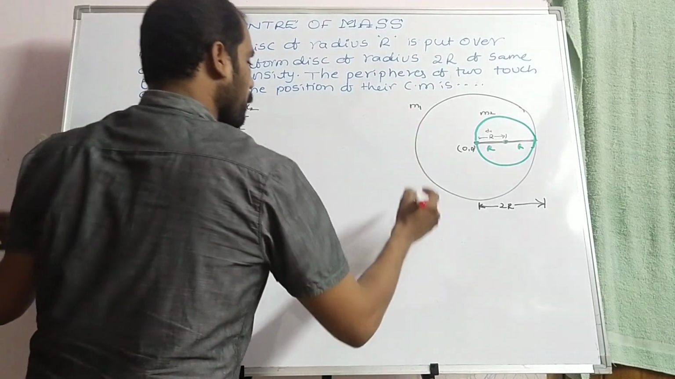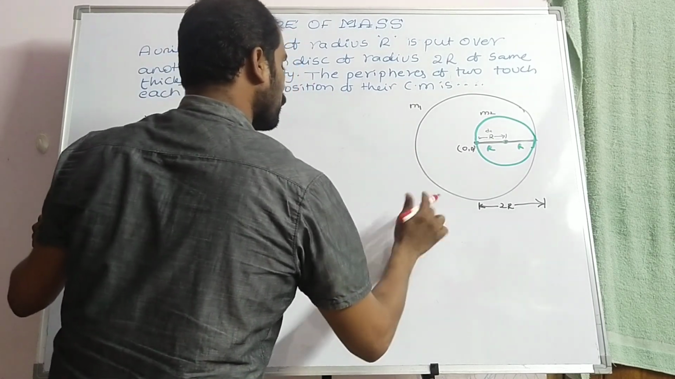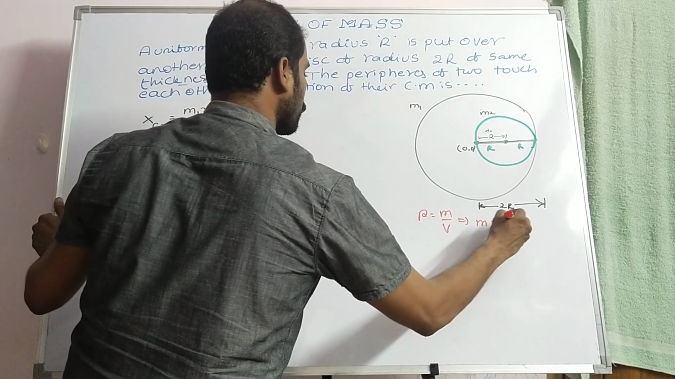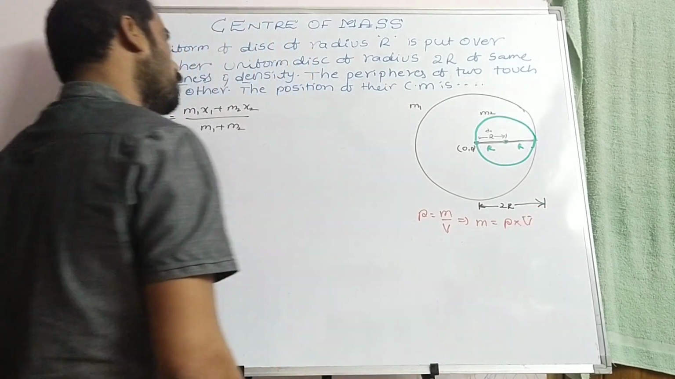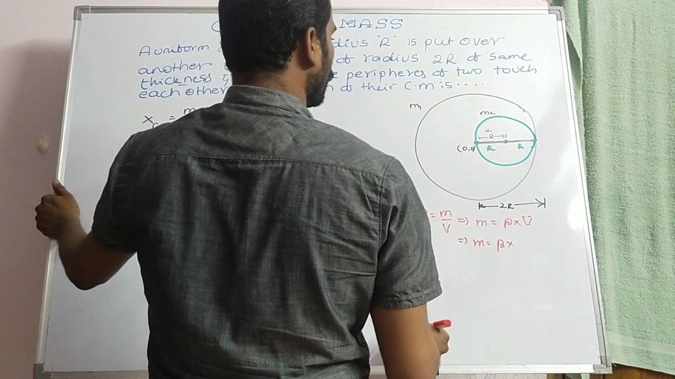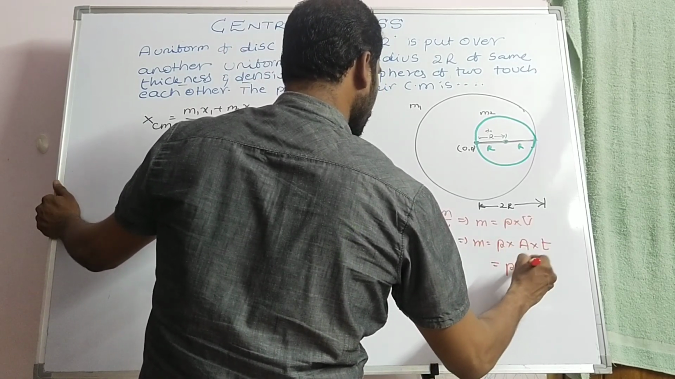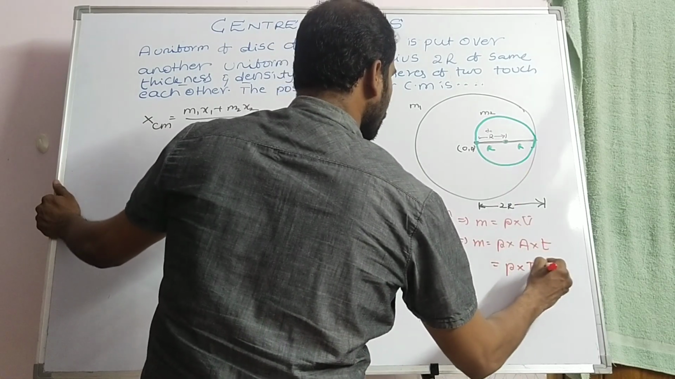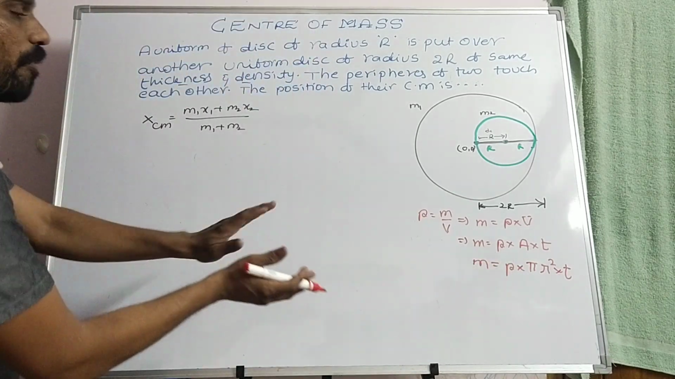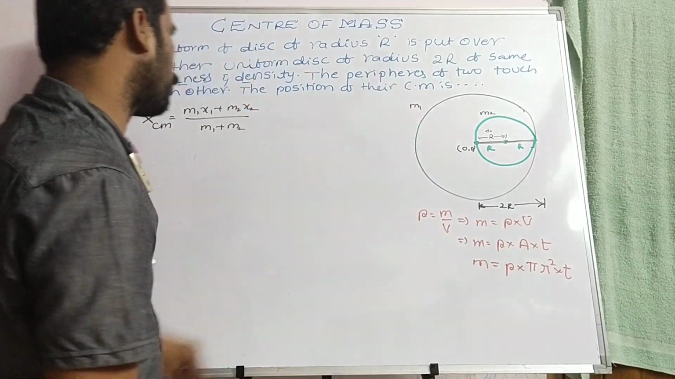Now what is the mass of the given circular disk? Density rho is equal to mass by volume, which implies mass is equal to density into volume, that is, density into area into thickness. That is rho into the area of the circular disk, pi r square, into t. This is the generalized expression for mass, so we apply this formula for both m1 as well as m2.